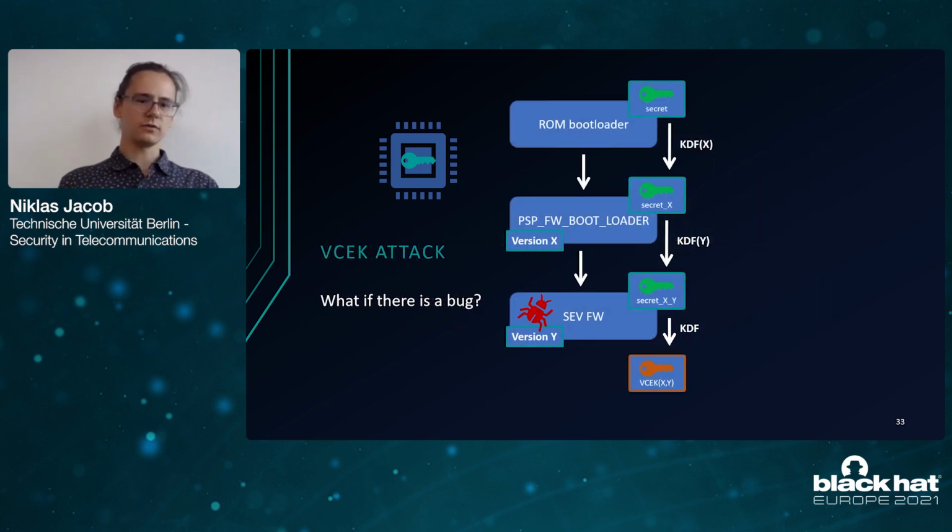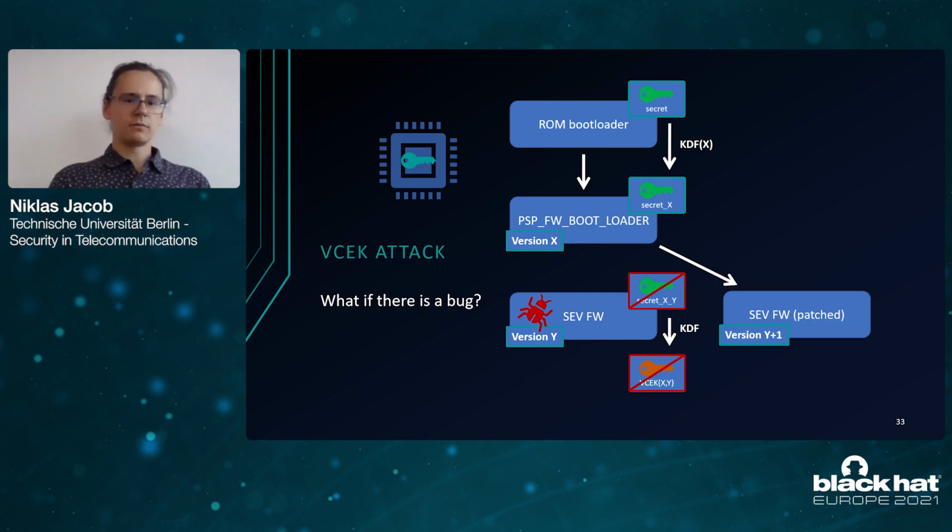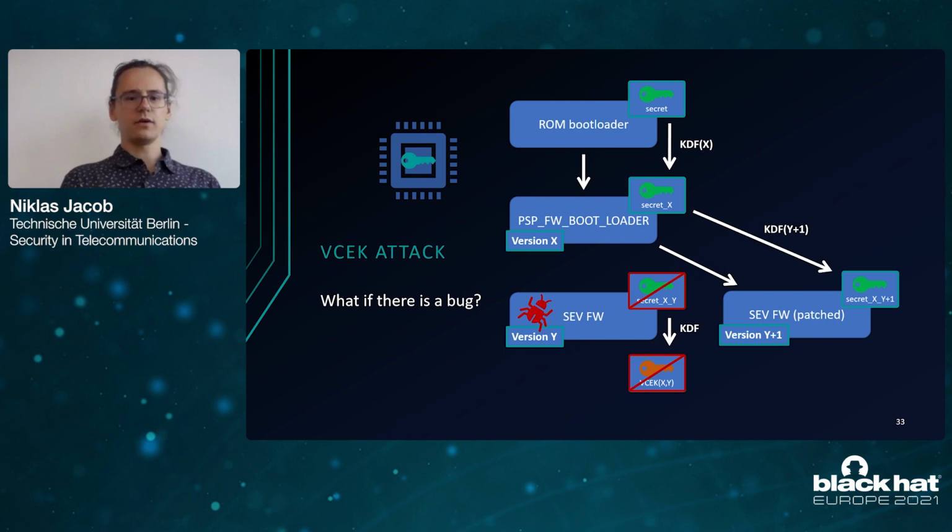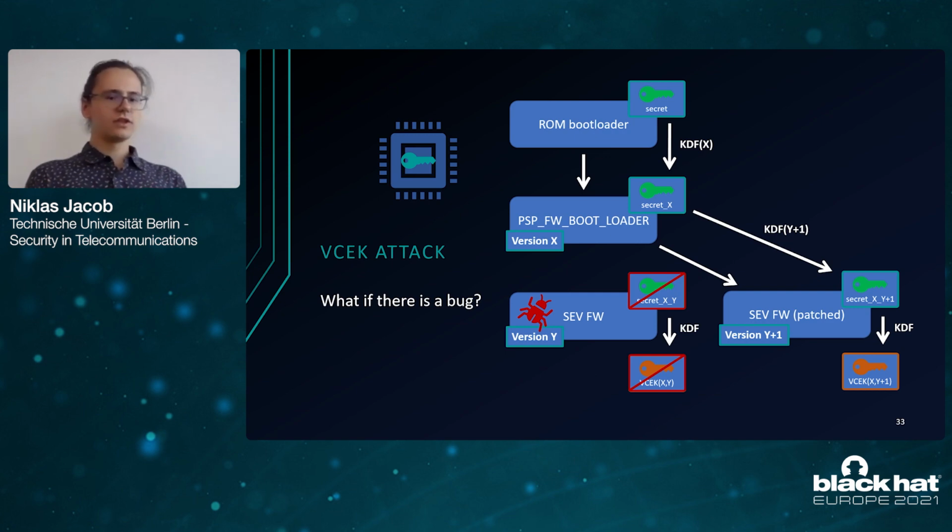If an attacker now finds a bug, for example, in the SEV application, then we need to assume the versioned chip endorsement key and the secret are compromised, and we can't use them anymore. But what AMD can do is publish an updated version of the SEV application with a new version number, which means that a different secret is passed to this application, which will then generate a different key, which is not compromised.